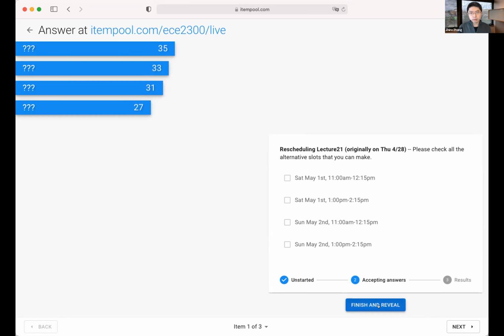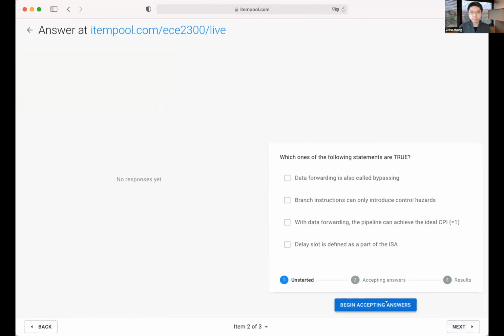All right, let's see. It looks like option D has most of the votes. Most likely I'll go with either option D or option C. I'm going to announce that next week. I'll let you know if I indeed don't feel too well to teach, and also let you know about the alternative slot. Thanks. Since we are on item pool, let me ask you guys one more question.